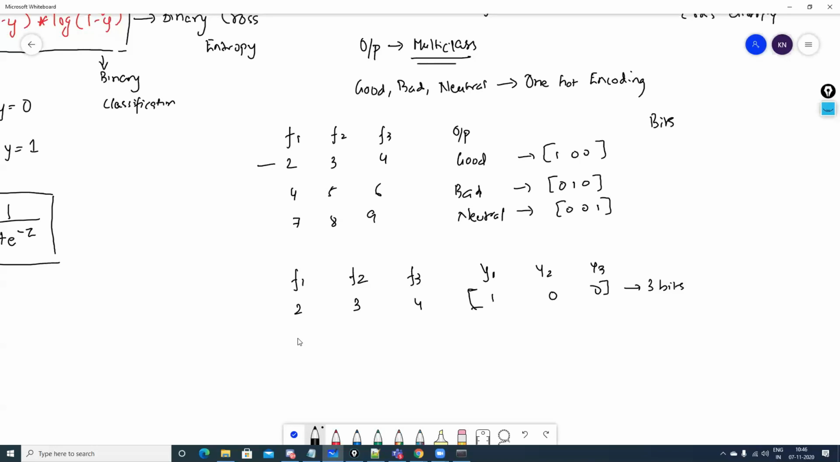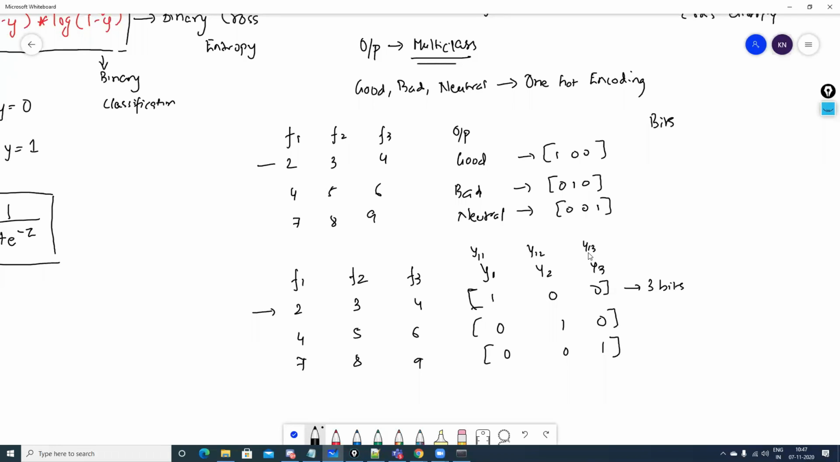Similarly, I have 4, 5, 6, which is basically represented as 0, 1, 0. Again, 3 bits. Then again, I have 7, 8, 9. This is basically represented by how many bits? It is represented by 0, 0, 1. So these all are represented by 3 bits. Here I can say that this is my y11, y12, y13. So I have basically written y i j like that, right? With respect to this record, it is represented as 100. This is represented as 010. This is represented as 001. I'm just showing you some internal working, guys.